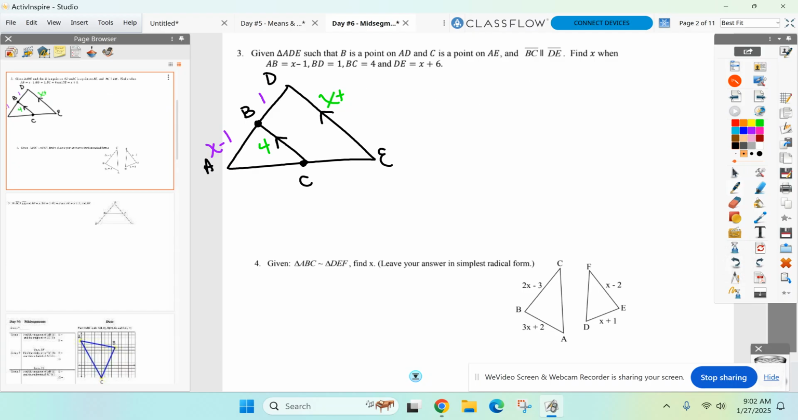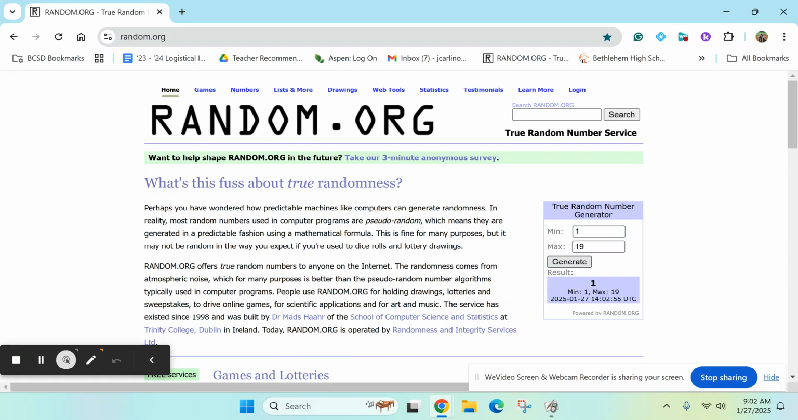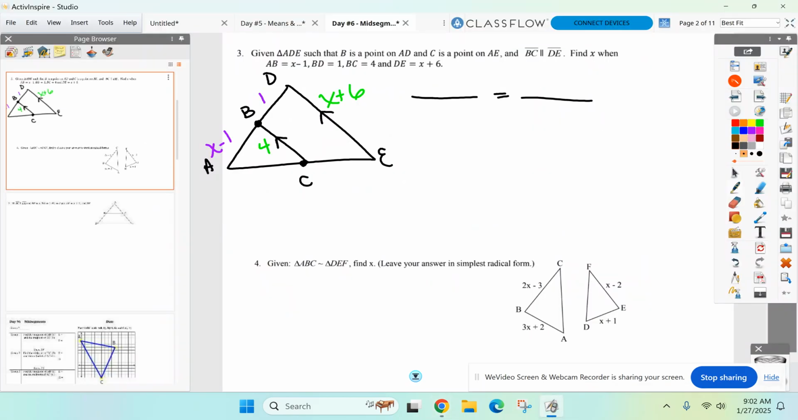So let's try to set up a correct proportion here. Let me start with somebody. Give me a side from triangle ABC that you know. Let's start with a full side. Rowan, how about a side from ABC? X minus 1. All right, you got it. X minus 1. So I'll start with that. Rowan is giving us side AB.